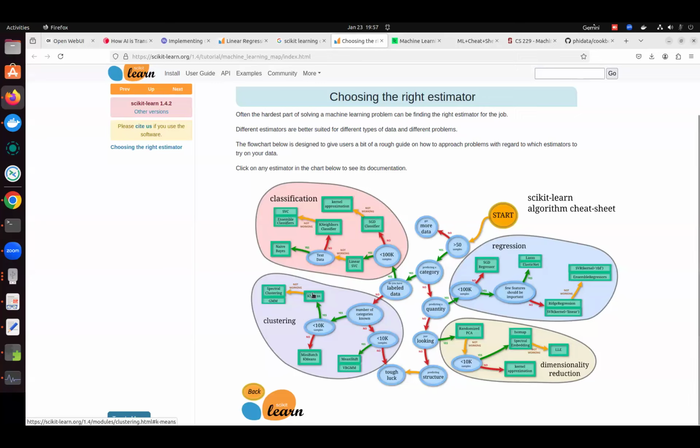Are you able to see my mouse? No, sir. Yes, sir. Okay, now we are able to see. Okay, you're able to see.